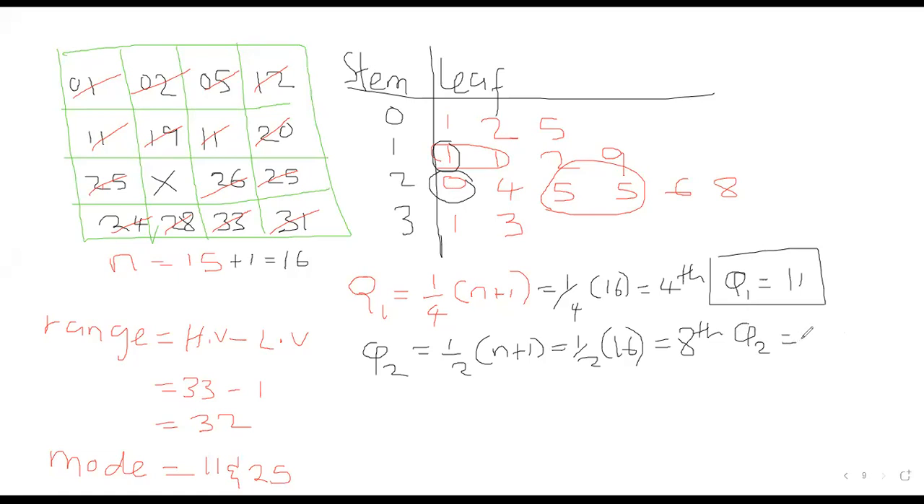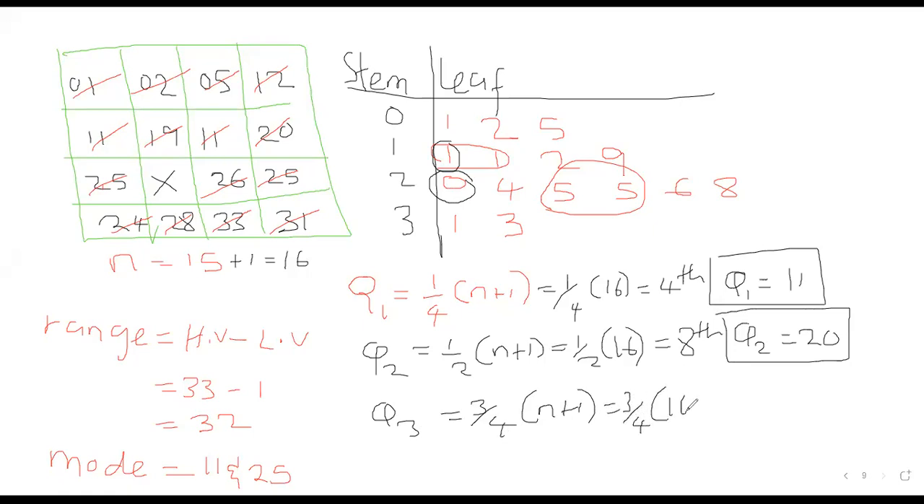All right. How do you find the upper quartile? 3 quarters of n plus 1. So what is 3 quarters of 16? 12. The 12th. So this is 8, 9, 10, 11, 12. What number is this? 26. Correct.